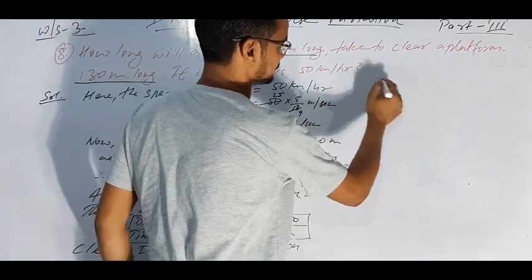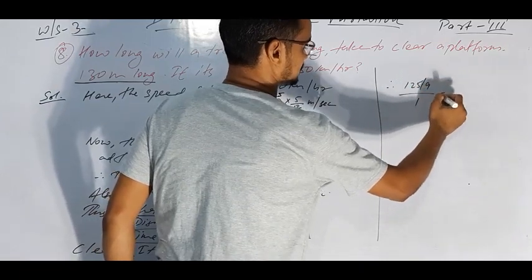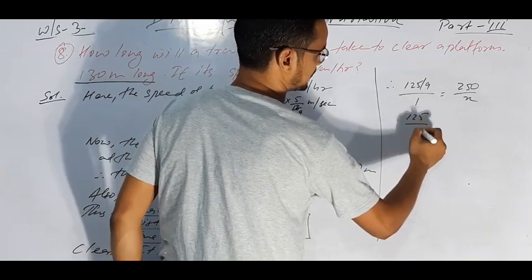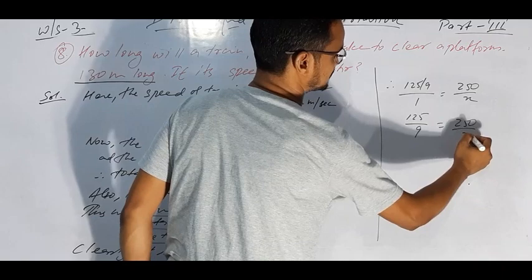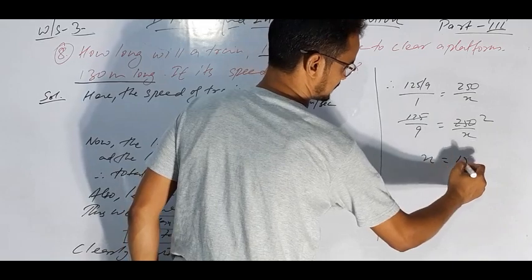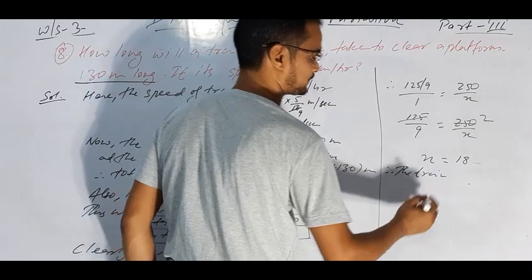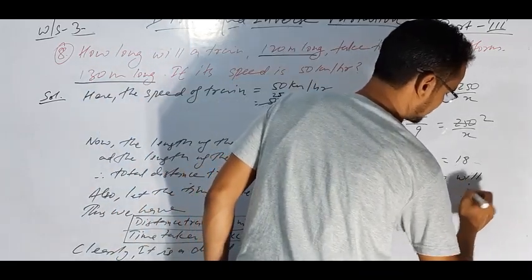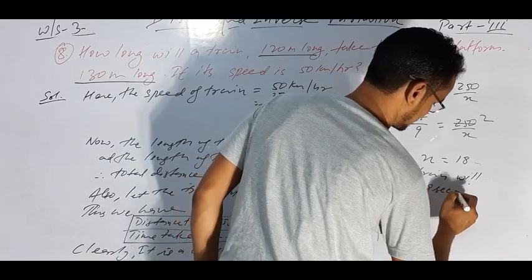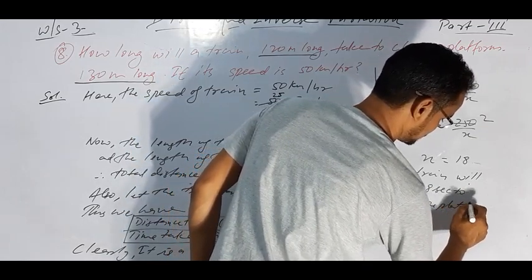Therefore 125 by 9 is equal to 1 is equal to 250 divided by x. Therefore 125 by 9 is equal to 250 by x. Cross multiplying, x is equal to 18. Therefore the train will take 18 seconds to clear the platform.